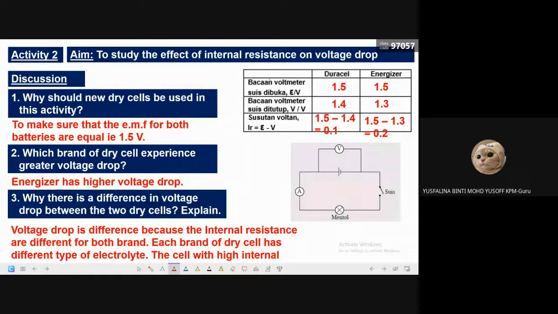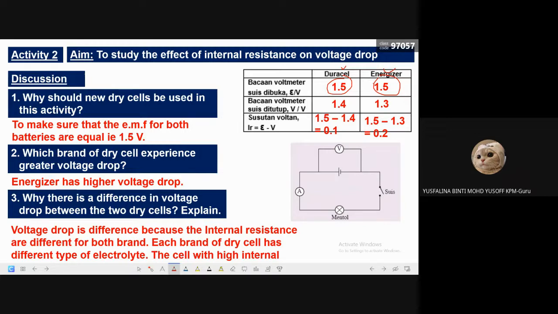So you can see here, when the switch is open, both of them give you 1.5 volts. So these are actually the brands of the battery, Duracell and Energizer. So we compare these two brands. The voltmeter, when the switch is open, means the electromotive force, right? So the electromotive force for Duracell is 1.5 and Energizer 1.5. So they give the same reading.